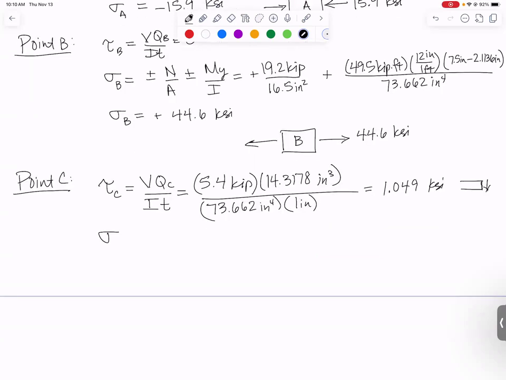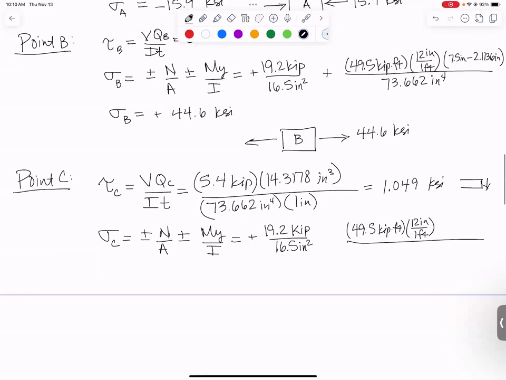Next, let's do normal stress at C. It's going to be plus or minus N over A plus or minus MY over I. The normal force piece is exactly the same. Doesn't matter where on the cross section. It's always going to be the 19.2 kips divided by the 16.5 inches squared. And now the bending moment piece, the moment's the same, 49.5 kip feet. Convert 12 inches in 1 foot. I'll put in the y distance in just a second, and we're going to divide by moment of inertia, 73.662 inches to the fourth.